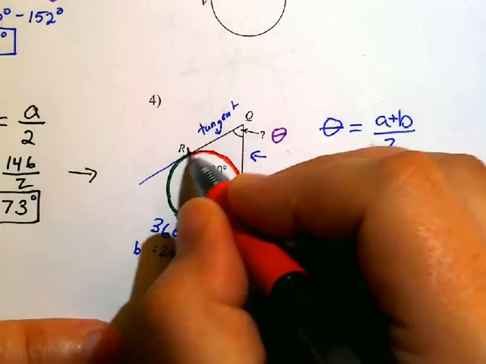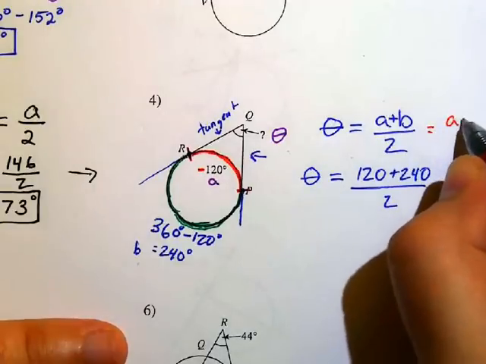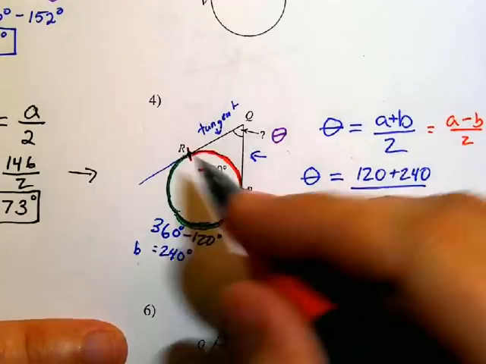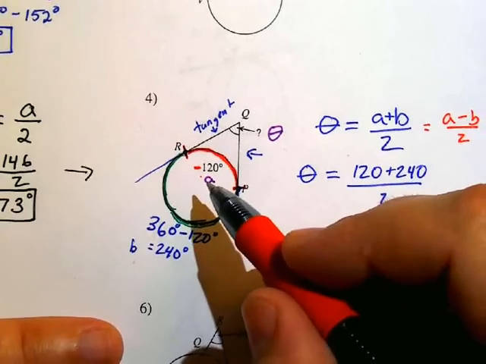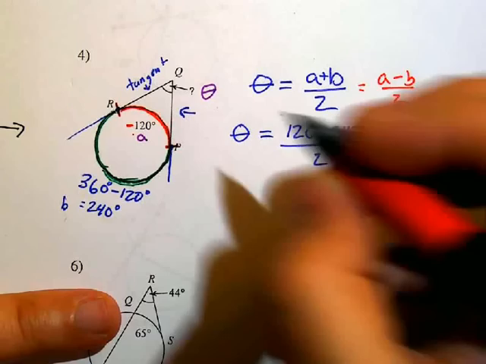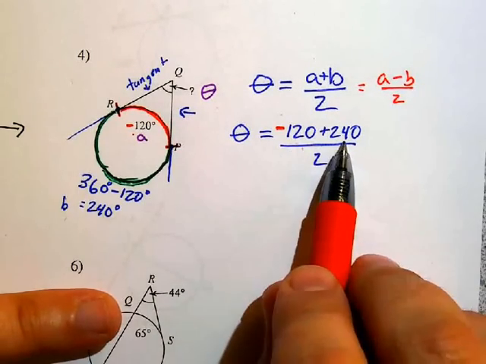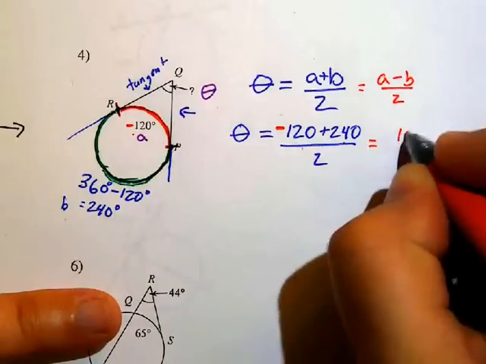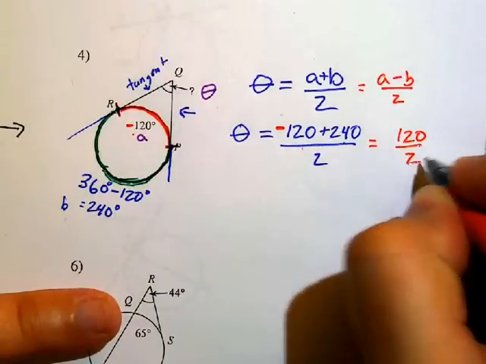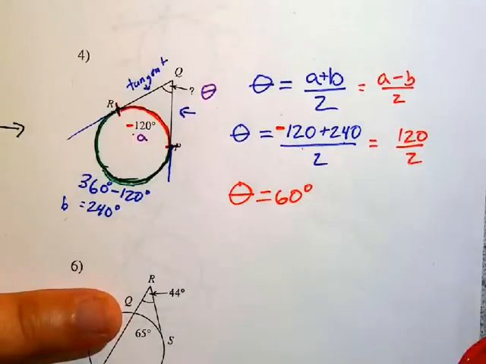Yeah, it's a negative arc because this is an inverted arc here. So really, you could think of this as A minus B over 2, or you could think of this as a negative arc. Either one would be fine. So I needed the negative in front of the 120. So negative 120 plus 240, that's going to be equal to 120 over 2, which means that theta is equal to 60 degrees.